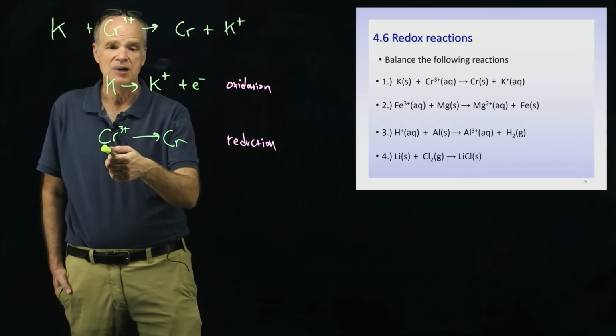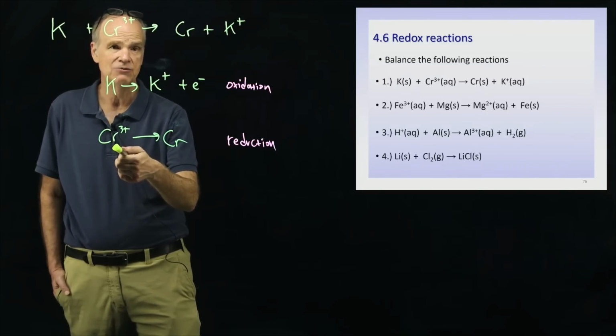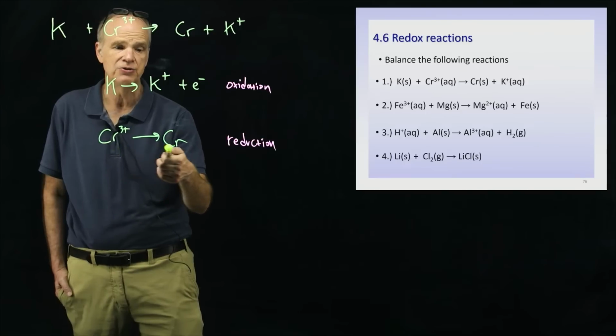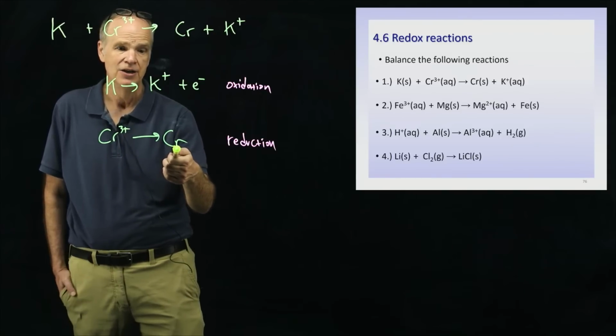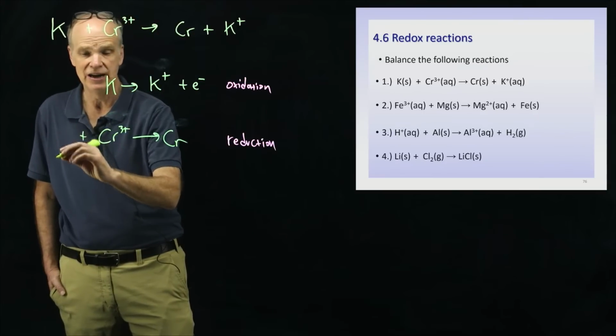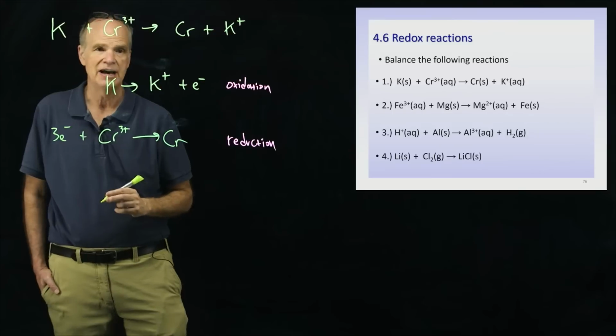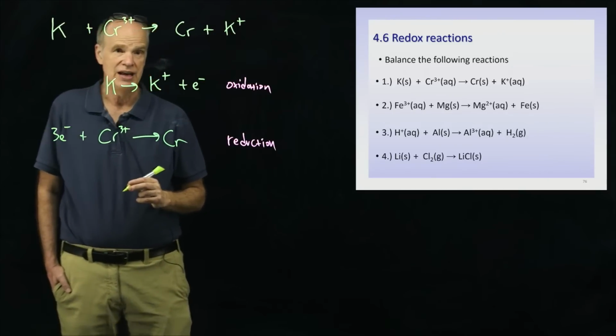Now, how about the chromium ion? Well, we go from a chromium ion, which is deficient in 3 electrons, to a chromium atom as a product, which has all its electrons, so it needs to pick up 3 electrons. So what I'm going to do is on this side of reduction, put the electrons on the left side, so I put 3 electrons like that. Okay? So what's the next step?